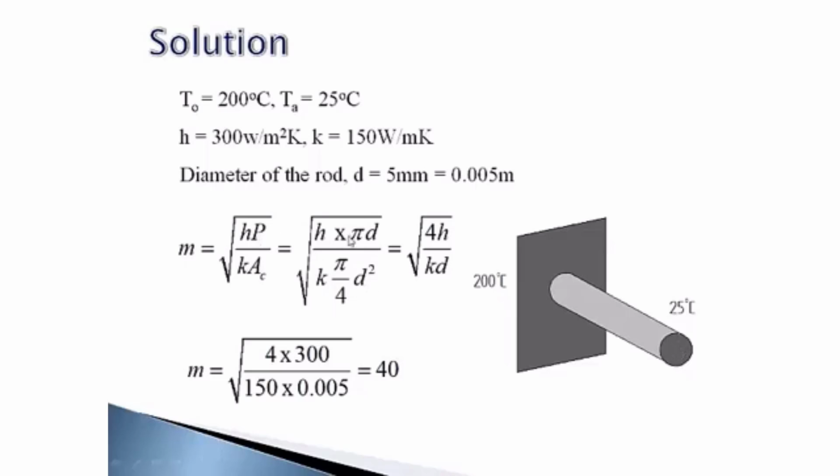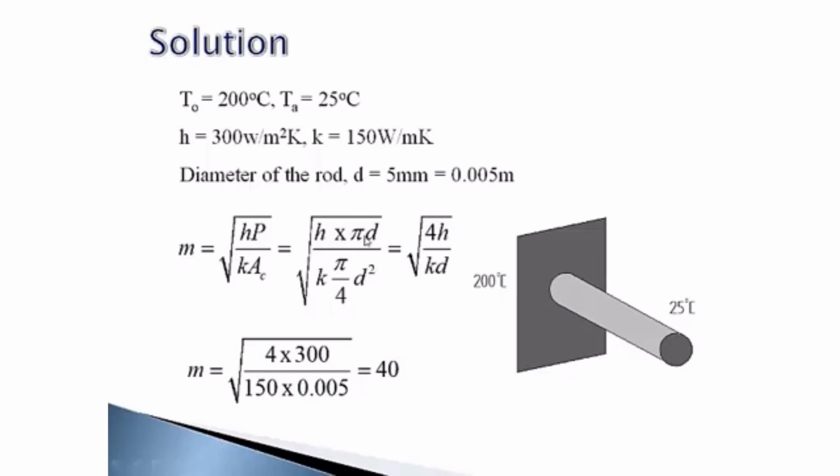So I have substituted perimeter as pi d, and area of cross section as pi by 4 d square, and thermal conductivity of the metal rod is already given. h is the heat transfer coefficient, which depends on the environment. So you have all this data to calculate m.